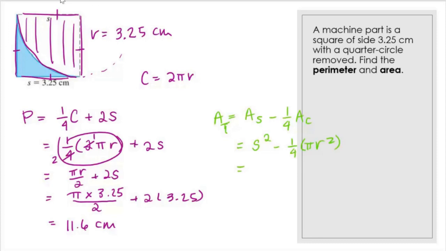Let's start filling that in. So s squared, that would be 3.25 squared, and then we'll subtract 1/4 times pi, and then times 3.25, that's the value of r squared. Putting that into my calculator gives me 2.27 centimeters squared. And again, in both of these cases, when I'm calculating the perimeter, when I'm calculating the area, I'm using the pi button on my calculator rather than approximating to 3.14.